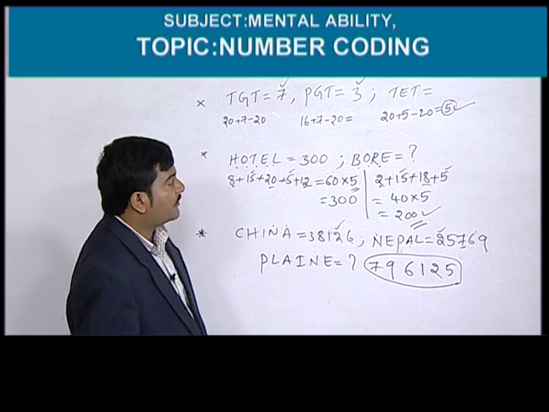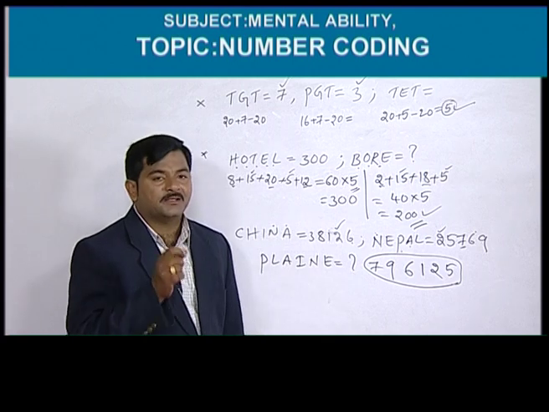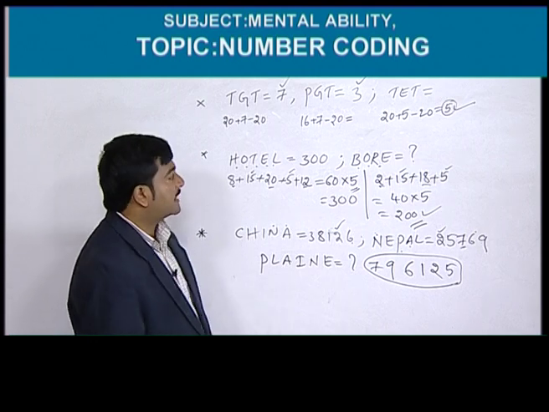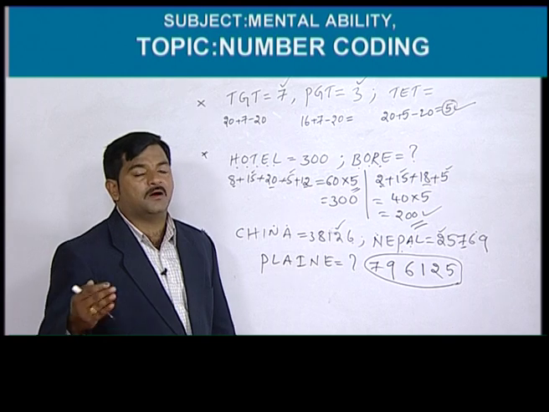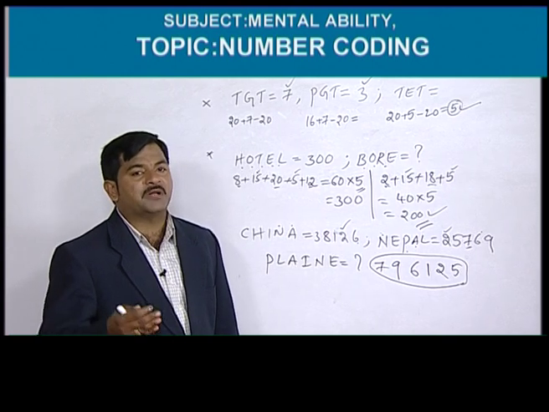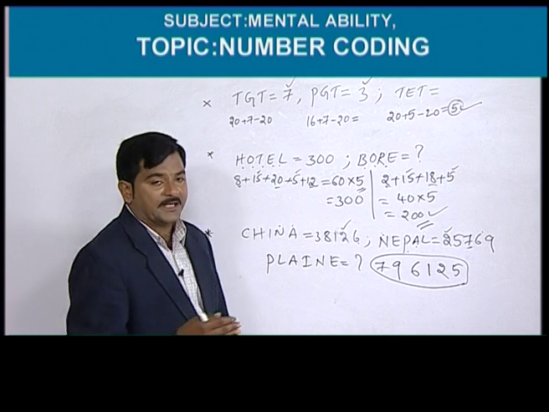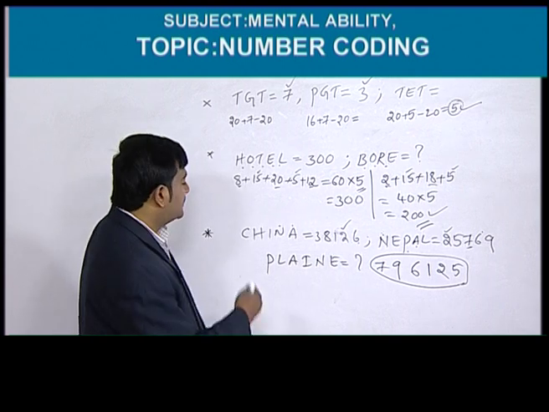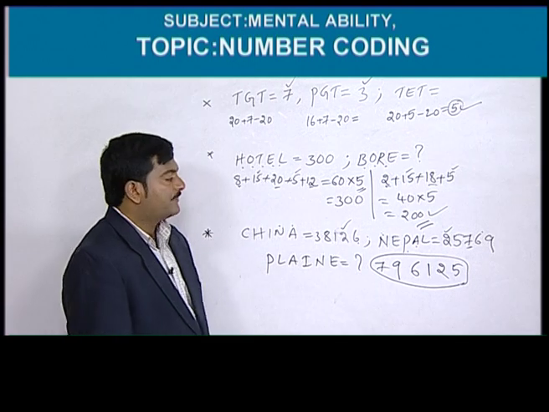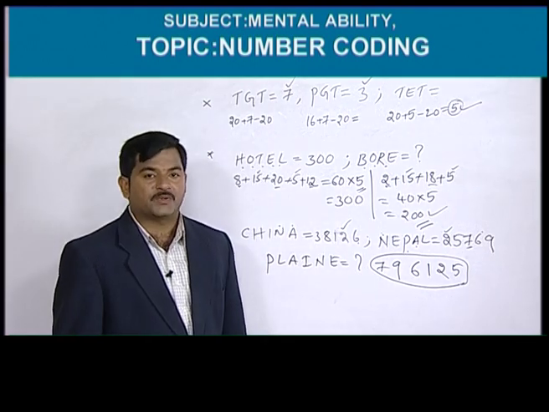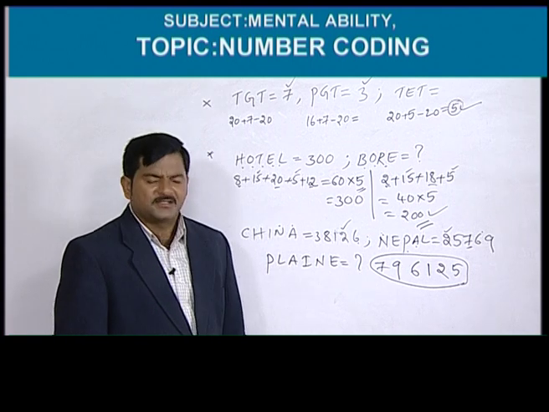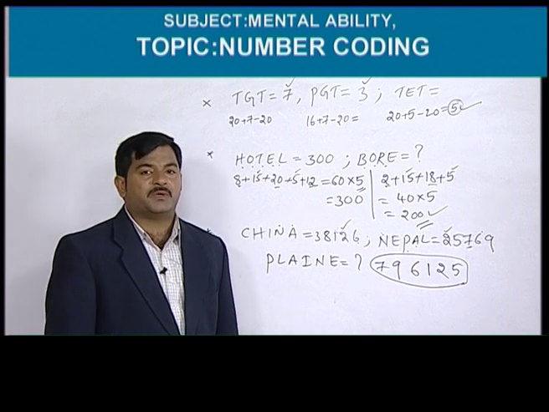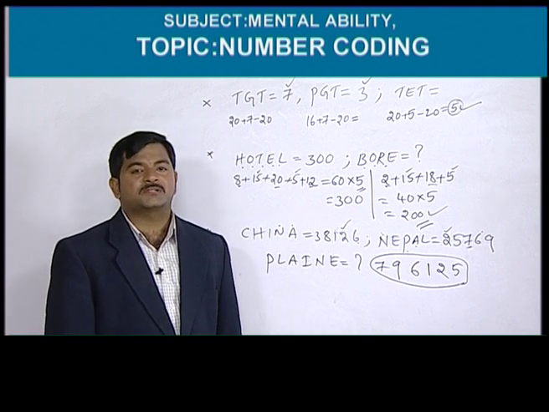So these are the 3 beautiful examples. In the first example he added the first 2 letters and subtracted the third one, whereas in the second one, in hotel, he added all; I am getting 60, 60 is multiplied by 5. That's why I added all the numerical values of Bore, and it is also multiplied by 5. Similarly China, in this case there is a concept of direct coding. Okay, I hope you understood. Still many models are there, but these are some of the main models in number coding. I hope you understood this number coding.